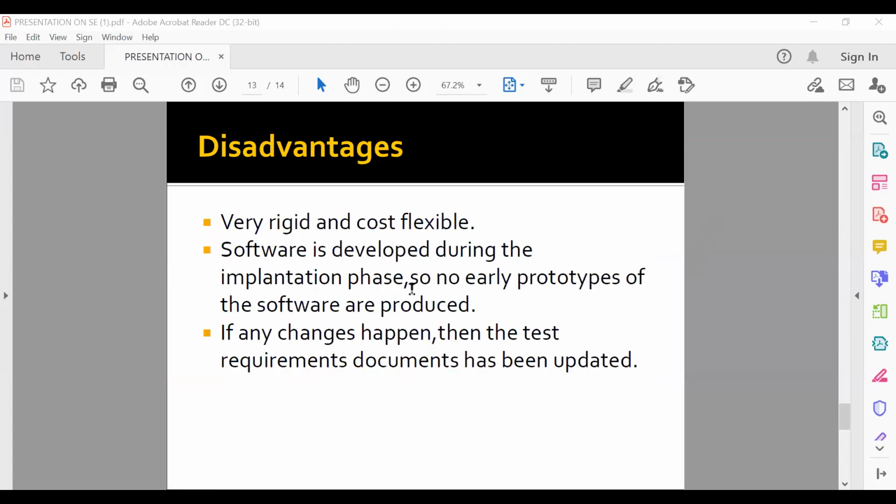Now the disadvantages are that it is very rigid and not flexible. Software is developed during the implementation phase, so no early prototypes of the software are produced. And if any changes happen, then the test requirements documents have to be updated.